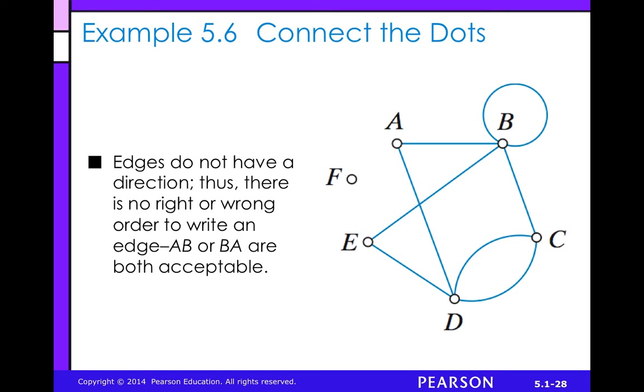Edges don't have a direction. So there's no right or wrong order in which to write the edges. You can describe this edge right here as AB or BA. It doesn't matter. There's no flow to this picture here.